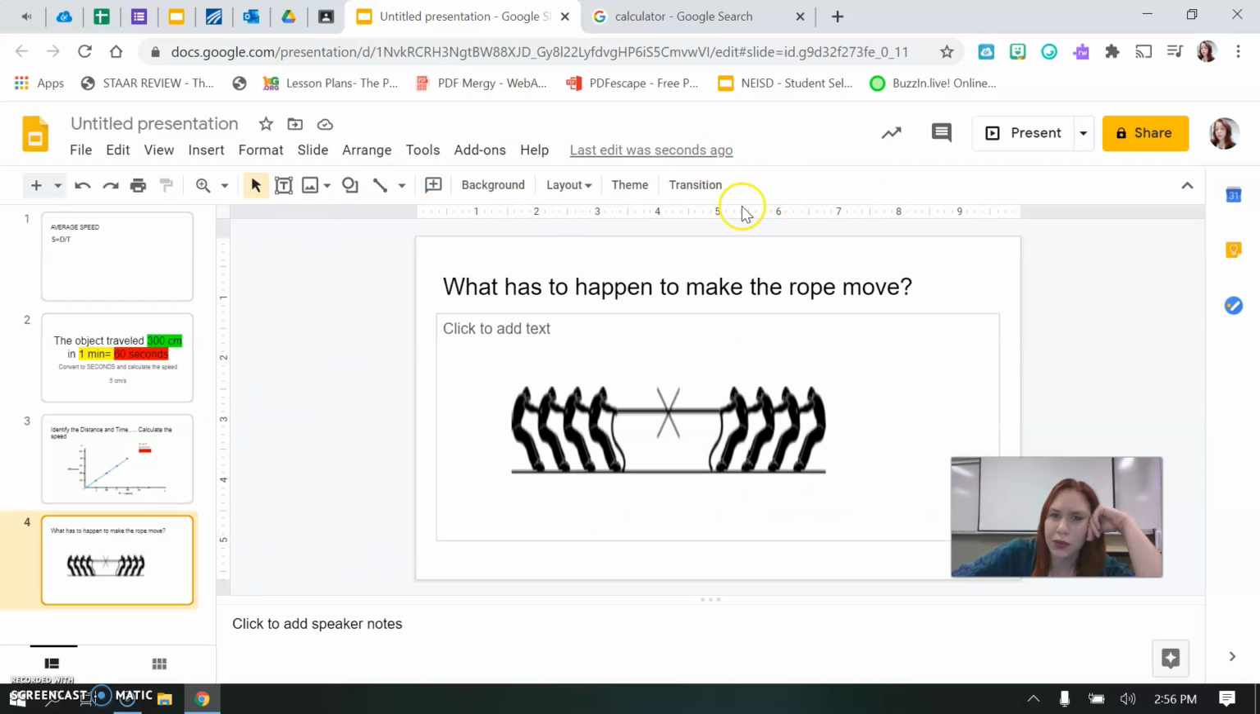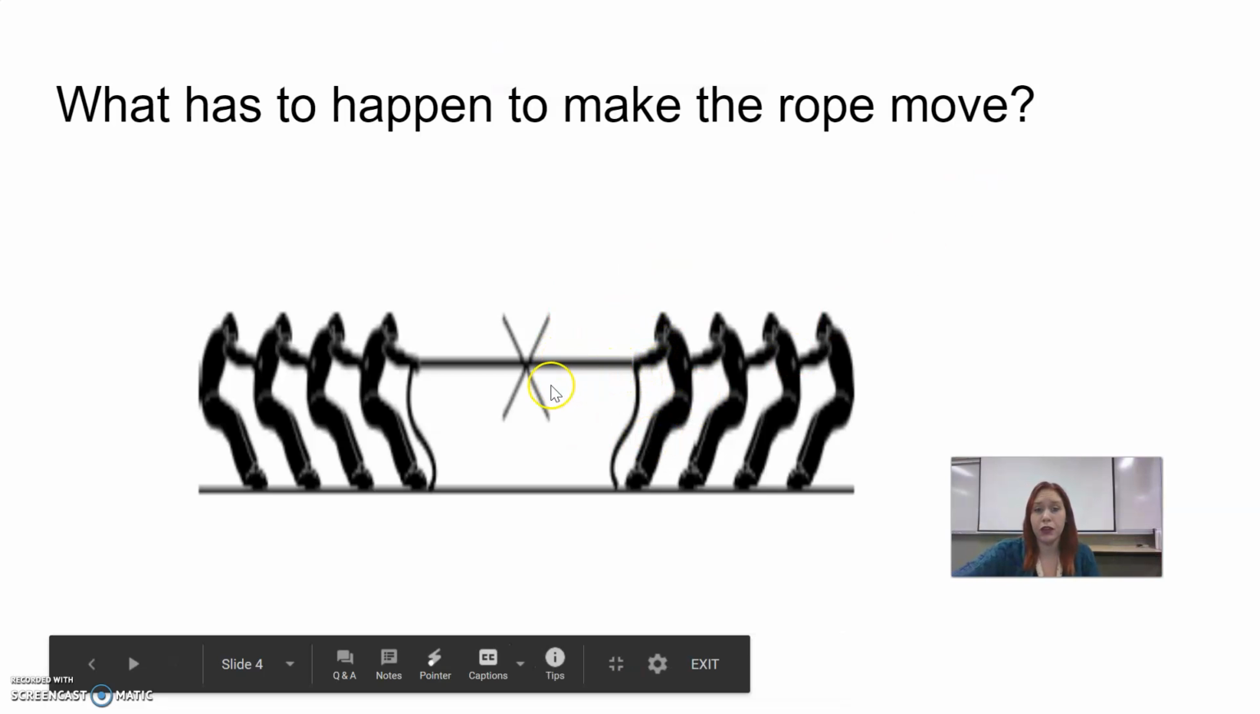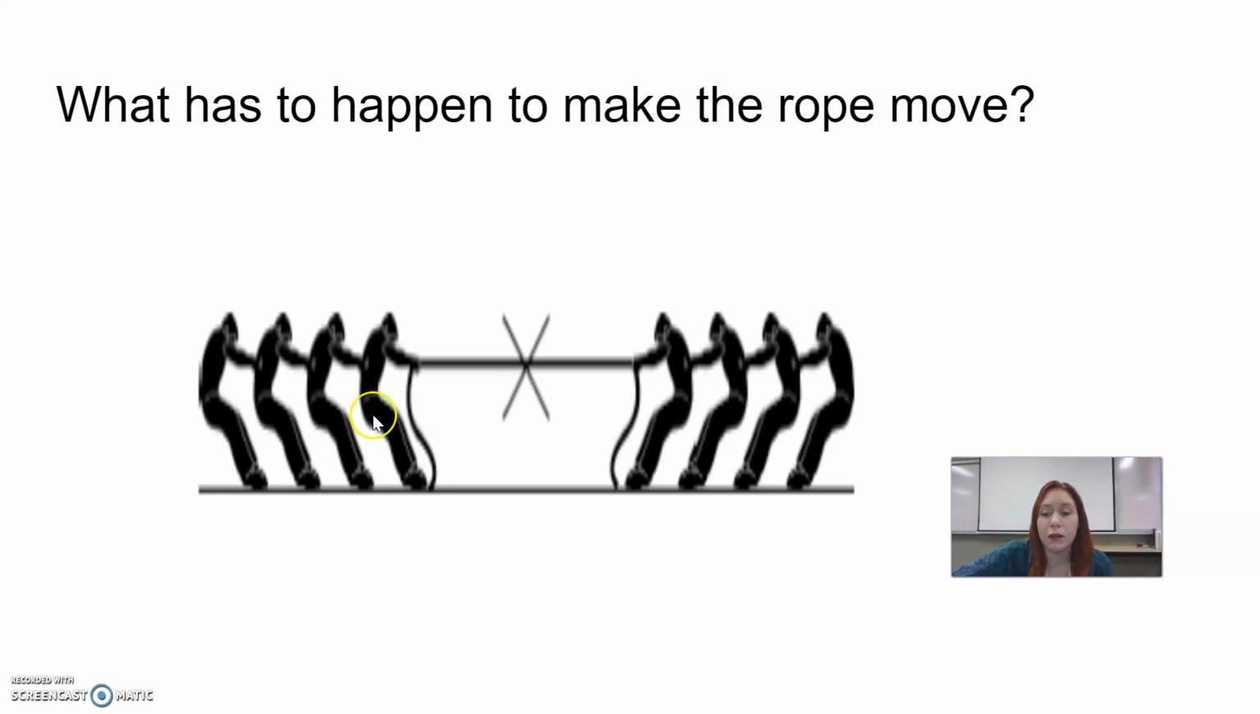The next thing I want to go over with you is what will make this rope move. What has to happen to make the rope move? I want you to think about what would make the rope not move, what would have to happen with our forces to make the rope stay still, and then what would have to happen to make the rope move. So you need to imagine you're playing a game of tug of war.